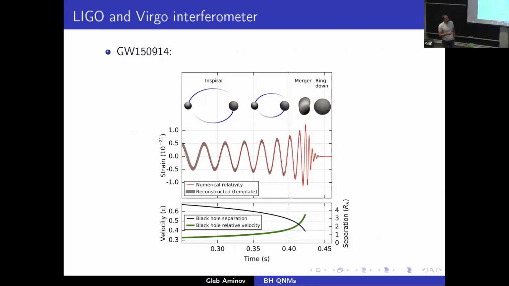What's the problem with the current experiments? Not the problem, but what's the thing with them? They're Michelson interferometers, as I told you before, and the arms are 4 kilometers for LIGO and 3 kilometers for Virgo, and they cannot really distinguish between different frequencies in the ringdown phase. They can measure other frequencies, but the QNMs are not in their range.